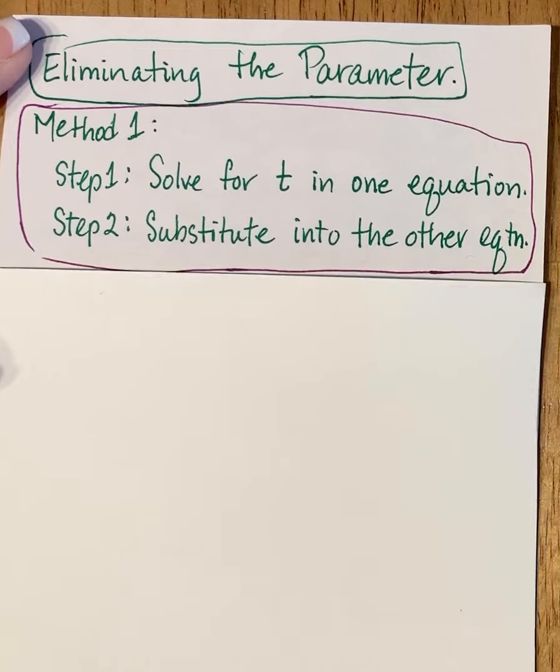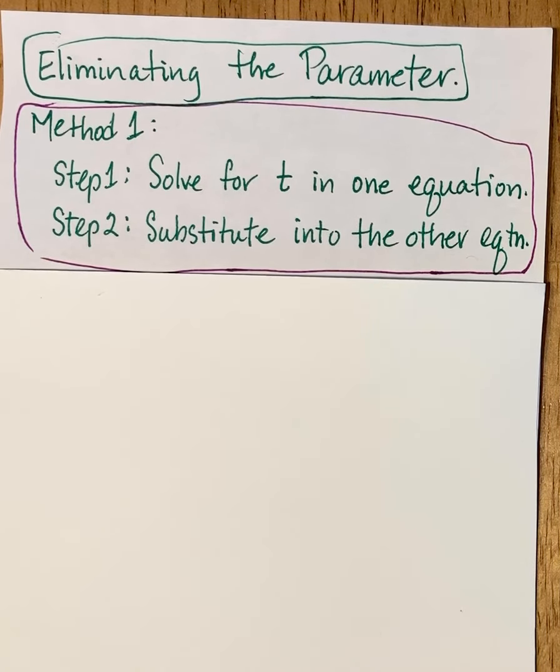One method is that you solve for t in one of the equations and then you substitute that expression for t into the other equation. So you solve for t in one equation and substitute into the other equation. That's kind of the standard method.